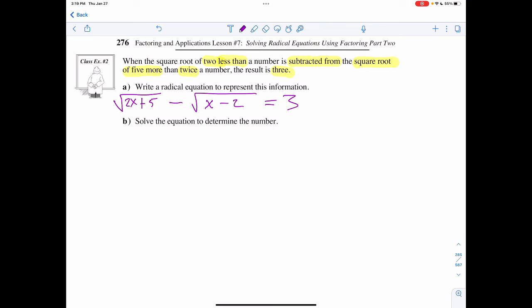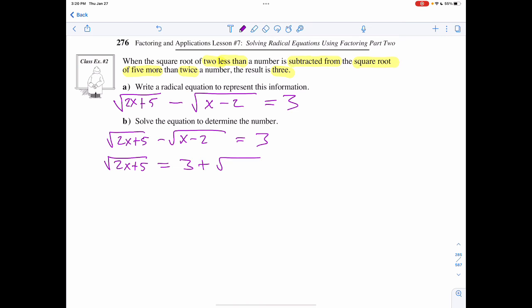Now we have our radical equation we're trying to solve. So we're going to say that if the square root of 2x plus 5 minus the square root of x minus 2 is equal to 3, I'm going to isolate one of the radicals. Square root of 2x plus 5 is equal to 3 plus the square root of x minus 2. And then I'm going to square both sides. Now I got to make sure I square this properly. So I'm going to say that 2x plus 5 is equal to 9 plus 6 root x minus 2's plus x minus 2.